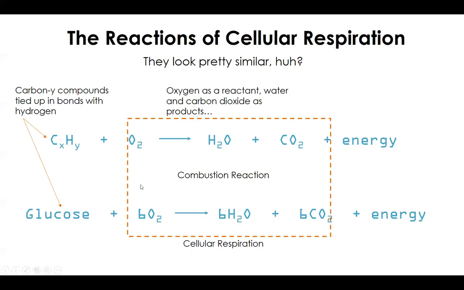We have oxygen as reactant. We'll get water and carbon dioxide as products, and then energy. Our combustion reaction generally releases that energy in the form of heat. For cellular respiration, we're trying to get ATP, or chemical energy, from this.